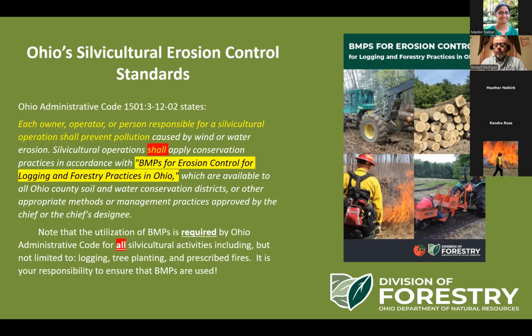You'll also notice that we have a picture of prescribed burning. Prescribed burning is also covered as part of that regulation. So there are standards for how to set up fire breaks, things like that, and maintaining erosion control measures for fire breaks. Tree planting is also covered. So if you're wanting to convert from crop field to forest land or add some trees to the mix, there are some guidelines for that as well.